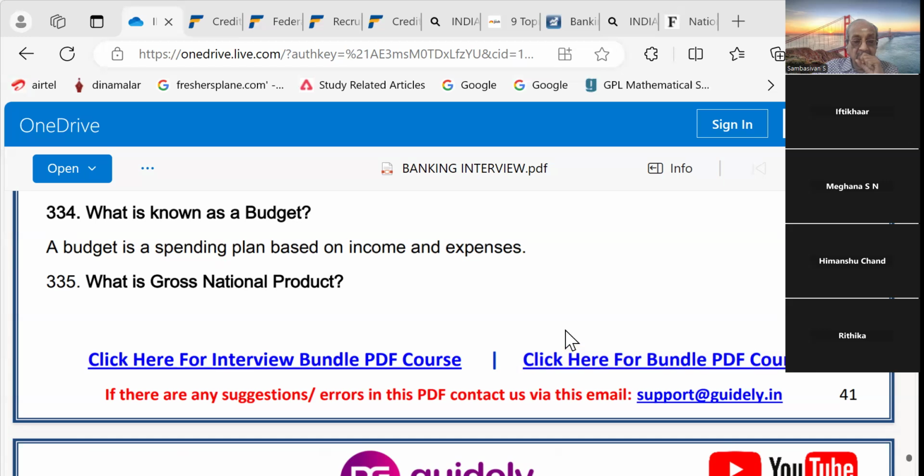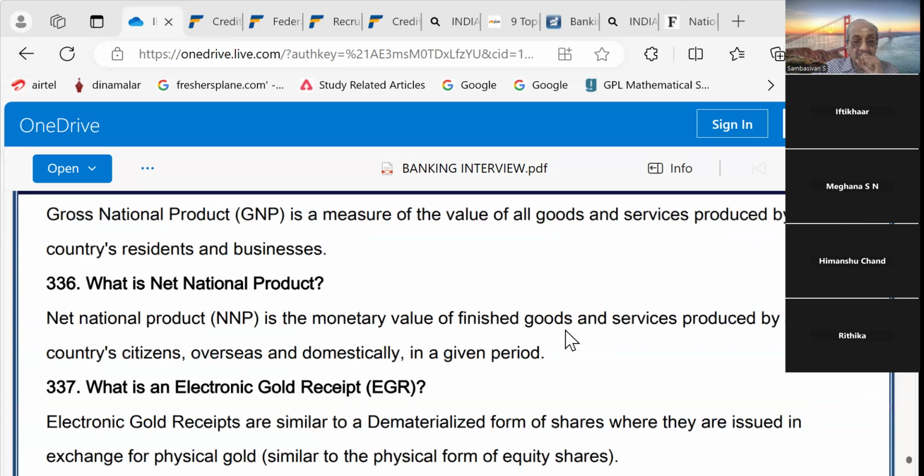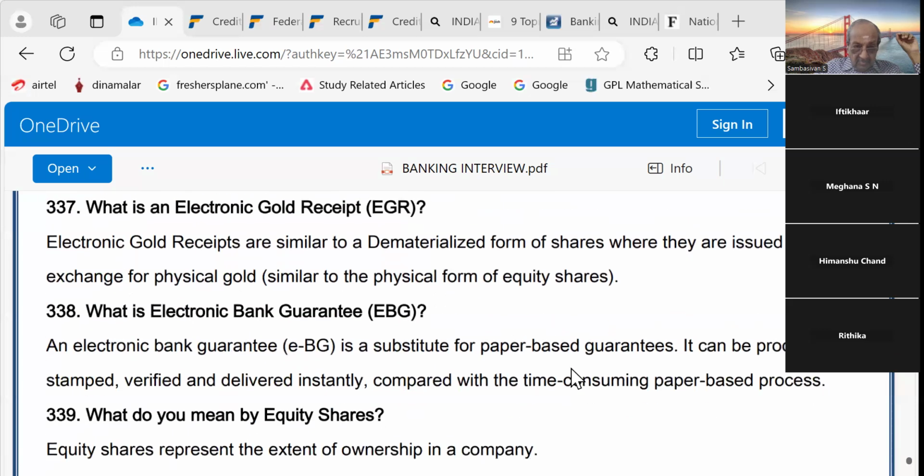What is gross national product? Gross national product (GNP) is a measure of the value of all goods and services produced by a country's residents and businesses. What is net national product? Net national product, that is NNP, is the monetary value of finished goods and services produced by a country's citizens overseas and domestically in a given period.